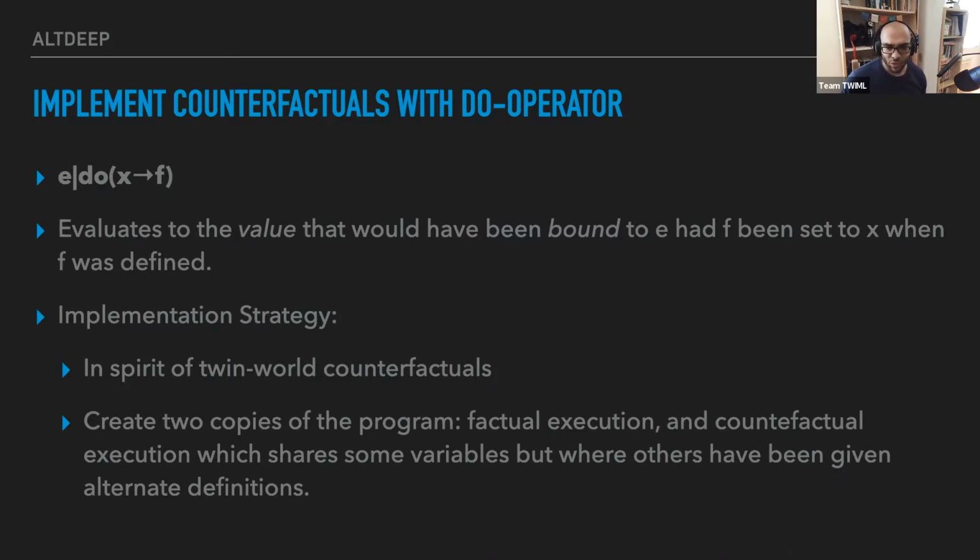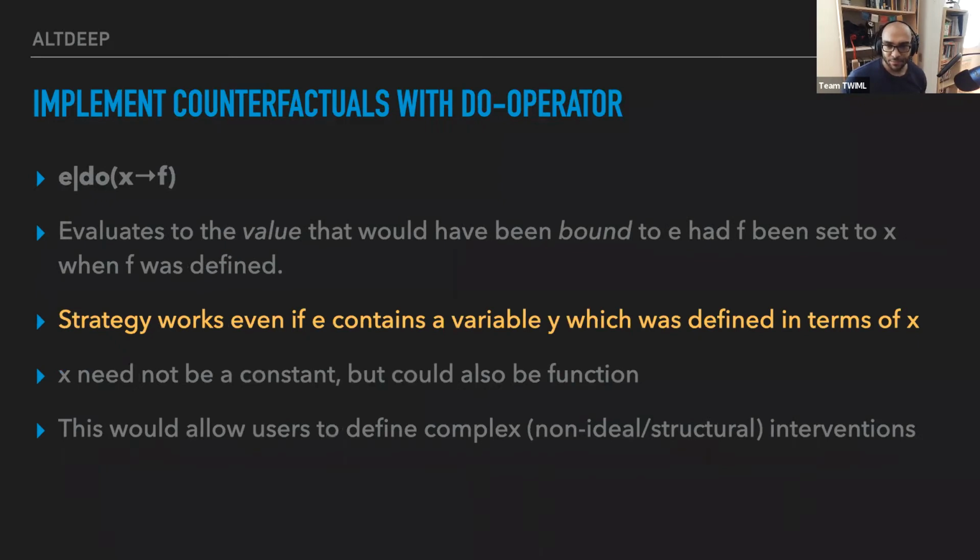We create two copies of the program, a factual execution and a counterfactual execution, which shares some of the variables, but where others have been given alternate definitions. This line here says the strategy works even if E contains a variable Y, which was defined in terms of X. So I don't really know what that means. I thought E was a name, but it says E contains a variable Y.